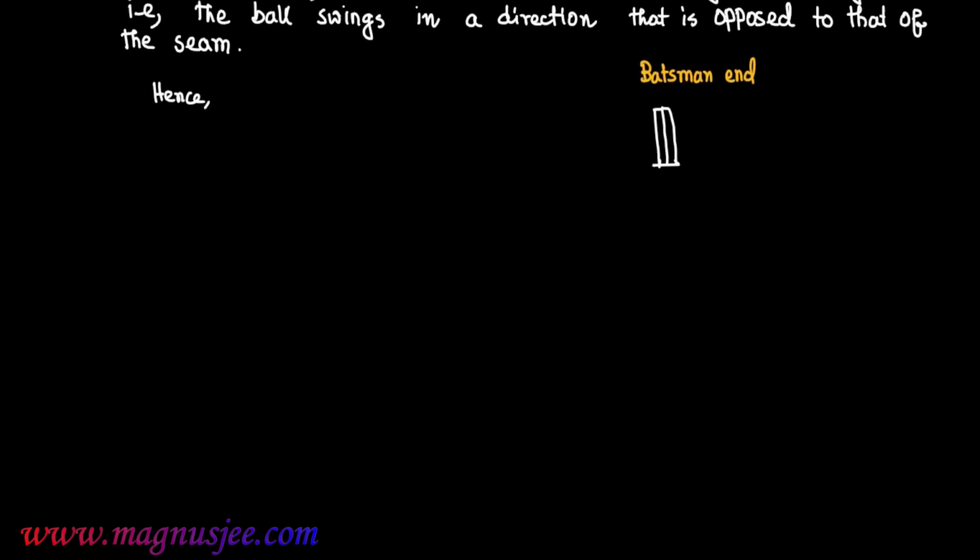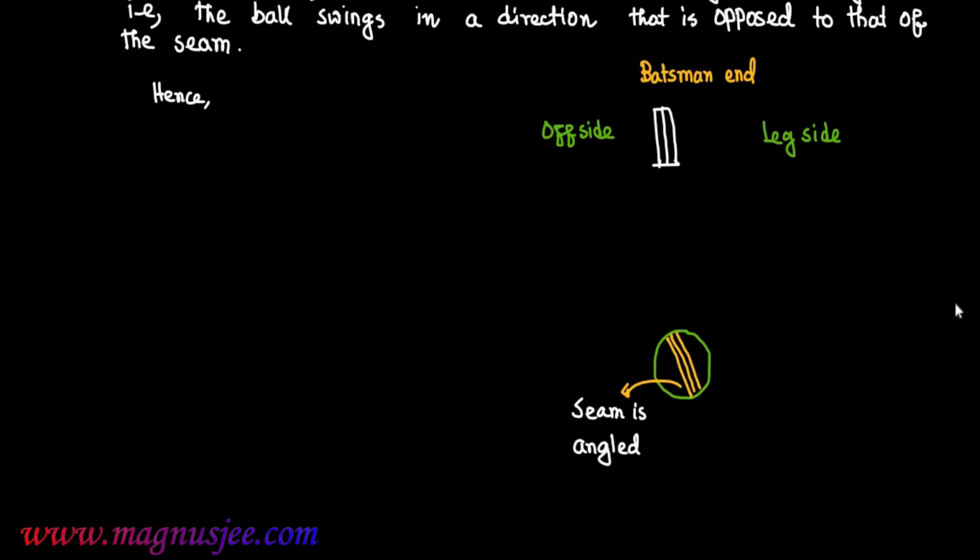Now we can draw the wicket at the batsman end and the offside and leg side of a right-handed batsman, and also we can draw the wickets at the bowler end. And this is the cricket ball, and its seam will be angled towards offside at a certain angle. This is the seam, which is angled at a certain angle of 20 degrees towards offside.